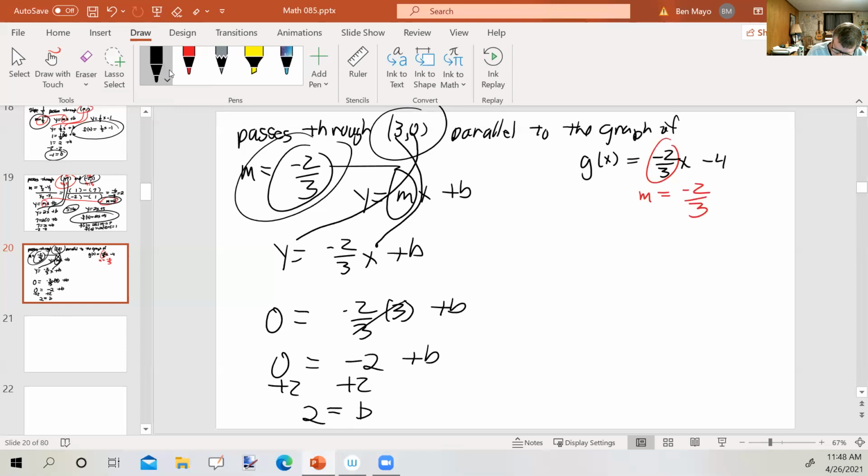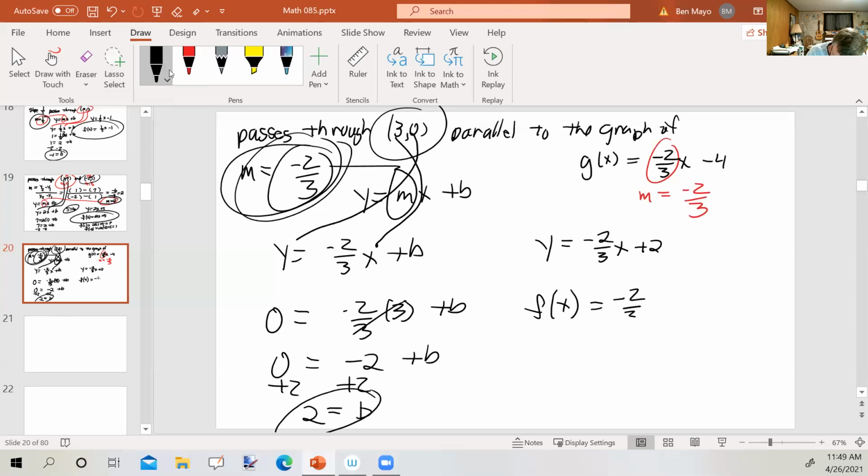Okay, so I've got the slope and the y-intercept. Y equals negative 2/3 x plus 2 as a function. F of x equals negative 2/3 x plus 2.